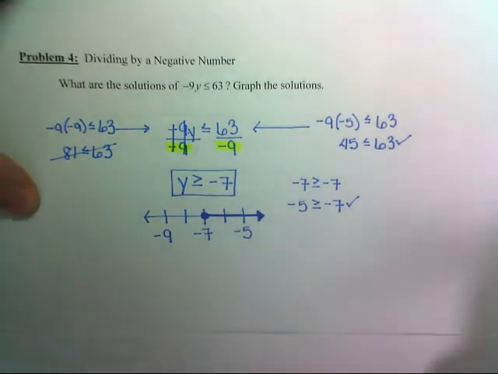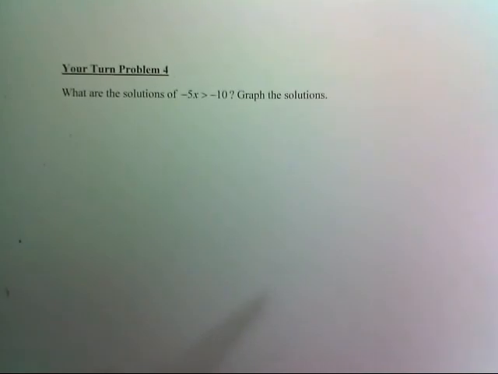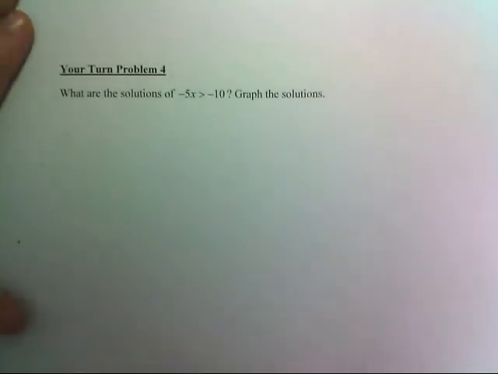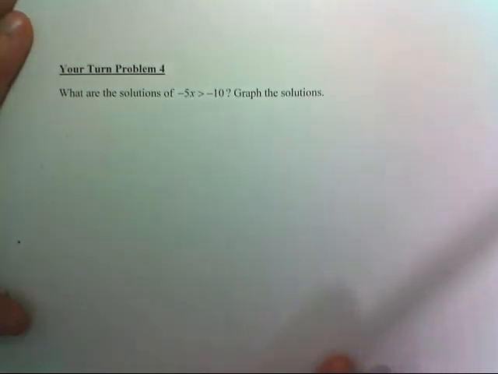All right, so dividing by a negative number, here's your turn, problem 4. Solve this for x. So find your solutions to this inequality and then make sure you graph your solutions, and it would be good practice to check and make sure that your answers work in your solution and in your original inequality.